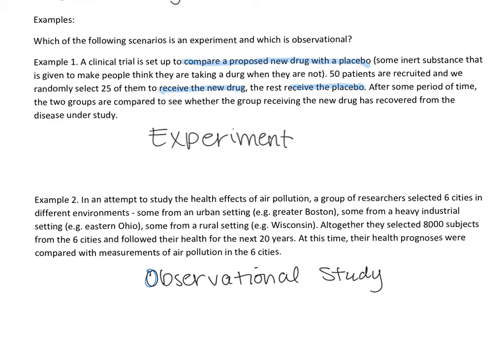So they're not imposing air pollution. It's not like they're exposing people to air pollution that wasn't already there. They're just looking at 6 cities. So they selected 6 cities and they followed their health. So they didn't actually do anything to these people. They were just watching them for 20 years. They weren't imposing anything on them. They didn't ask them to move to a city that had air pollution. So this is an example of an observational study.